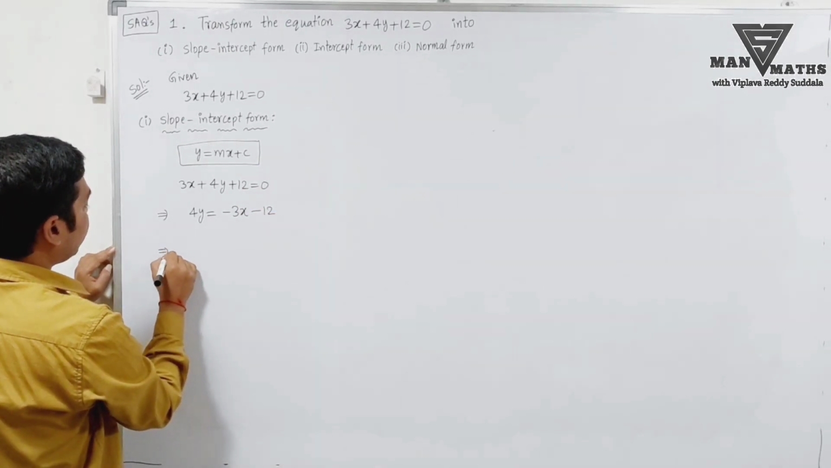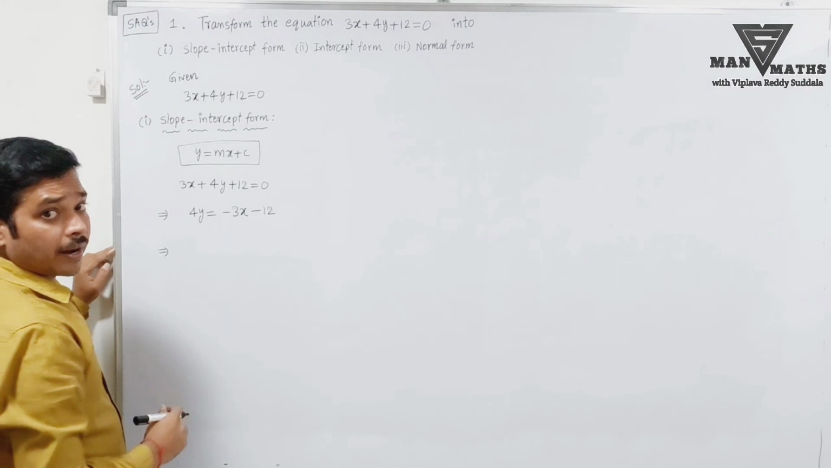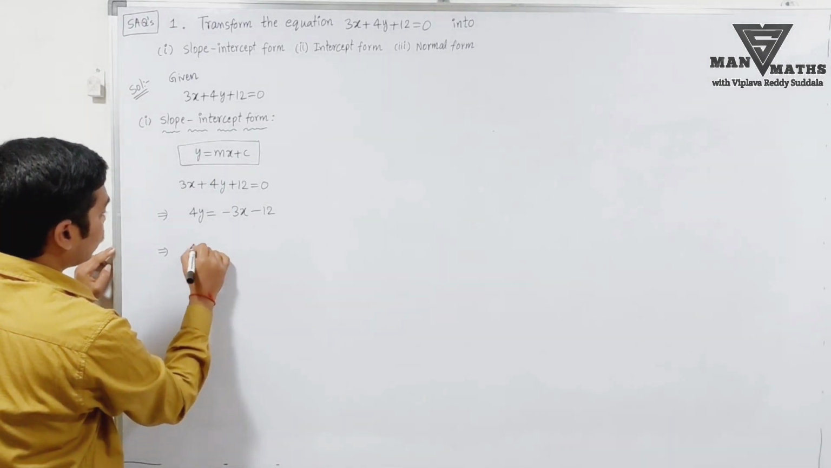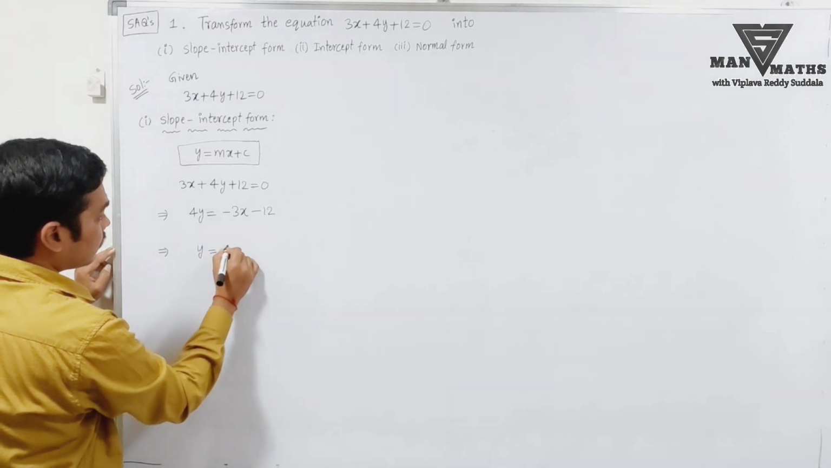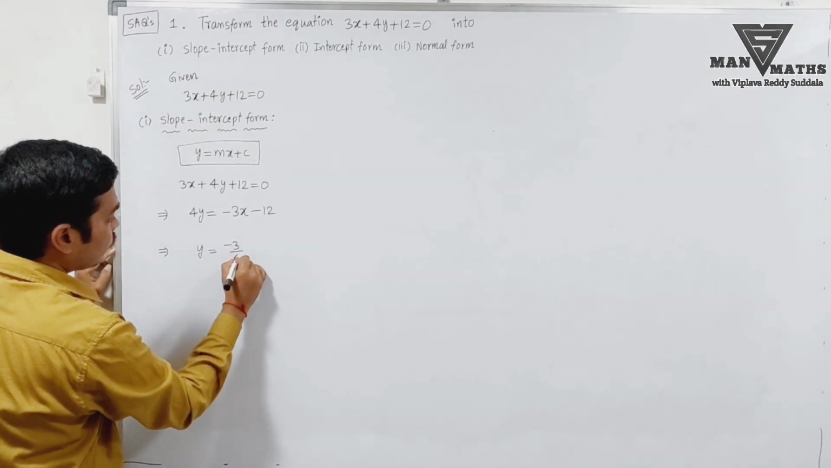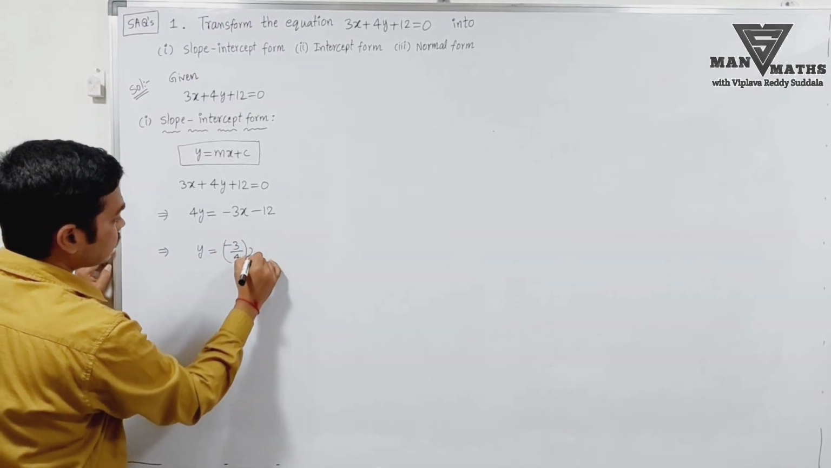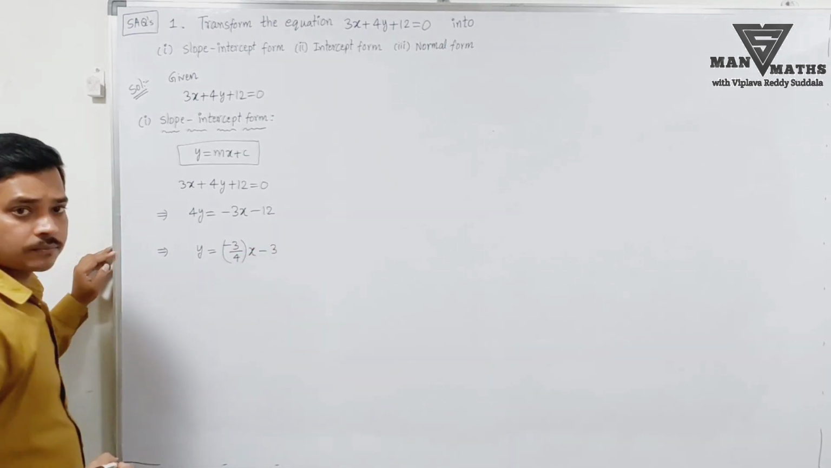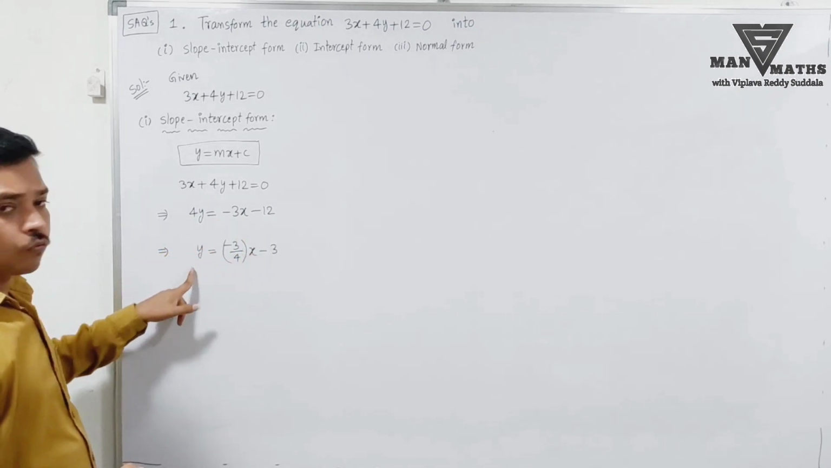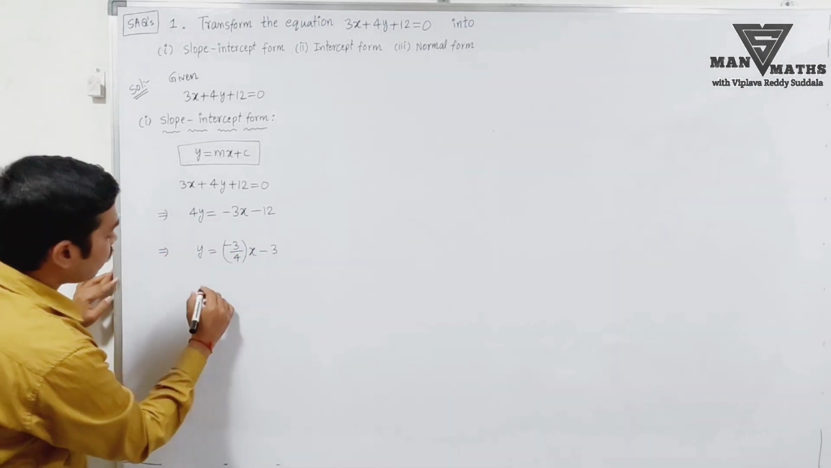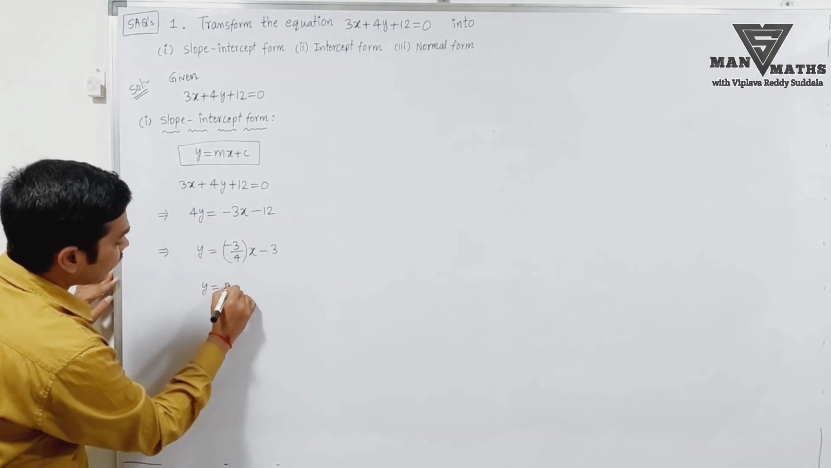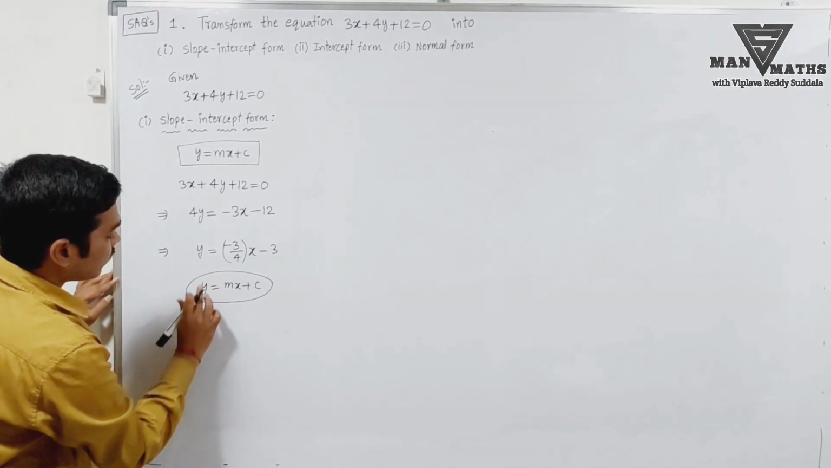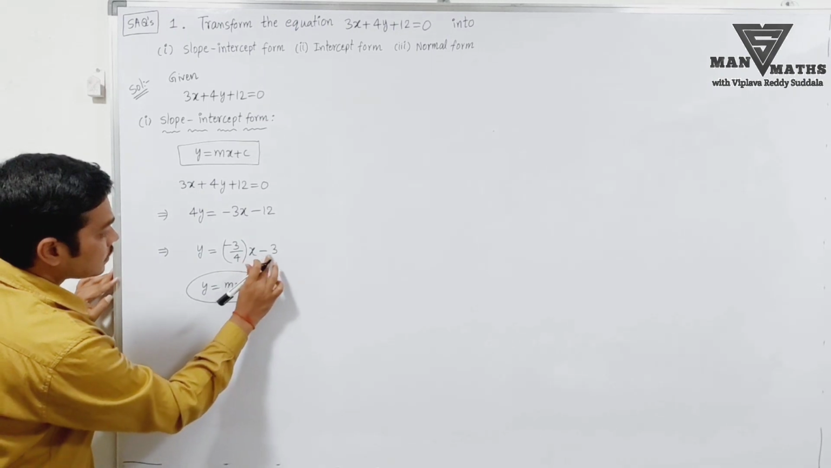Now dividing each term on both sides by 4, we get the single y. 4y by 4 means y, minus 3 by 4 of x, minus 12 by 4 means minus 3. Dividing each term by 4, it is in the form of y is equal to mx plus c.